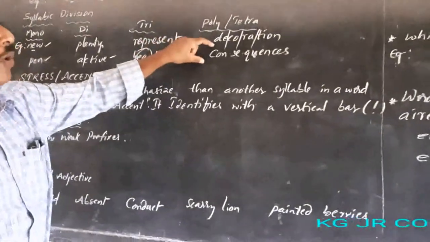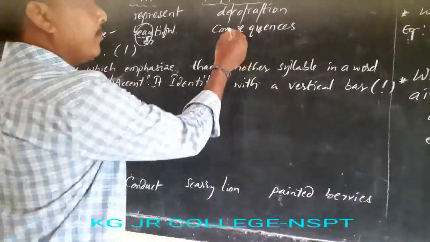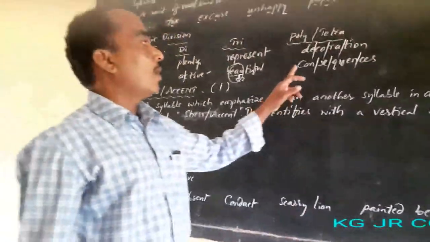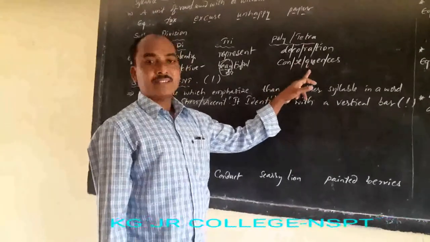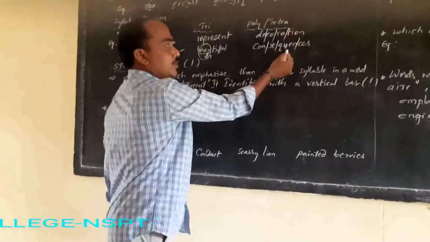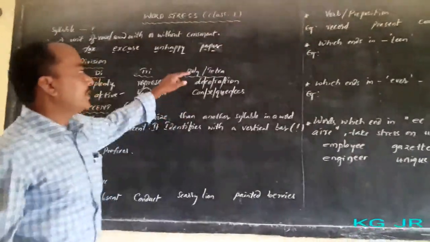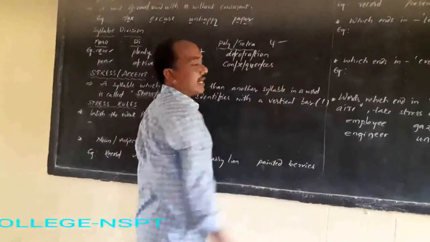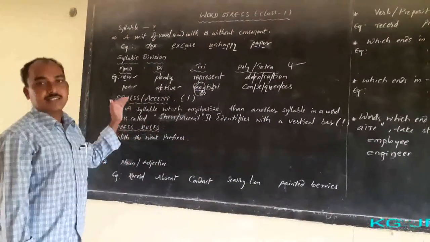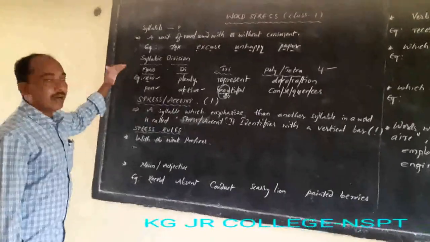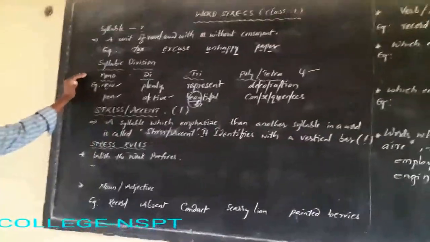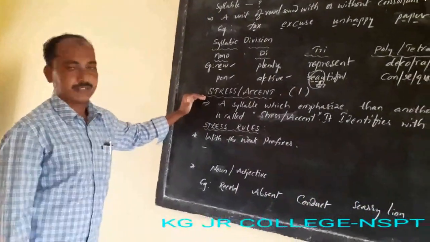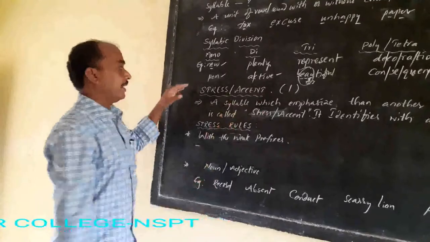Next one. Consequences. How can we divide? Con, se, quen, ses. Here, one, two, three, four. This is also called as poly or tetra. More than four is also considered as poly or tetra syllabic words. Now, we have somewhat command over syllabic division. Without command over syllabic division, it is not possible to identify stress. So now we are going to main topic, stress.